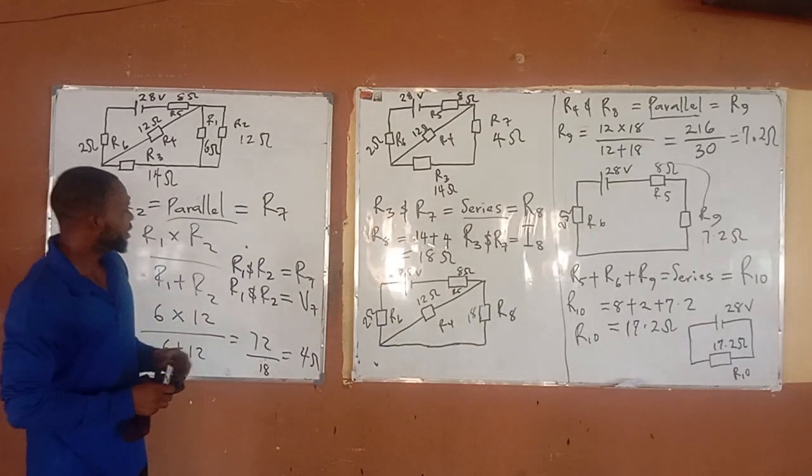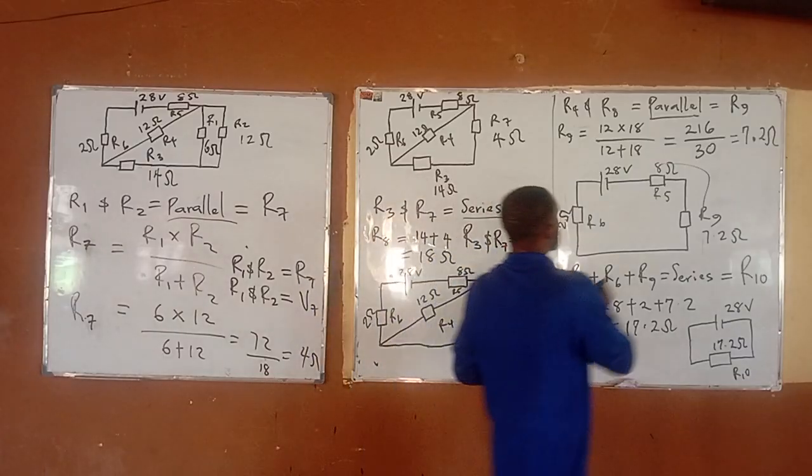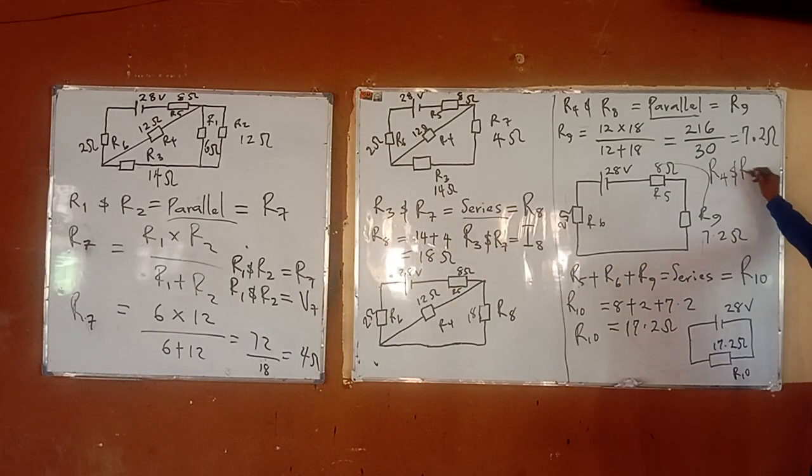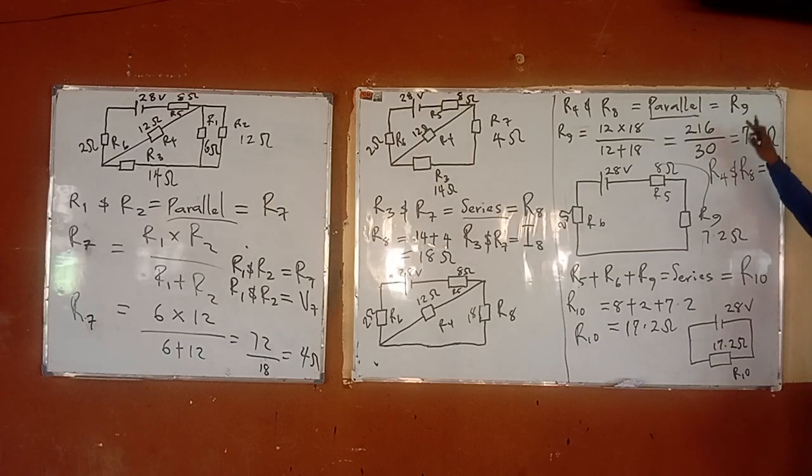If I know that, let's move to the next one. R4 and R8 are in parallel, right? Because they are in parallel, they give you a new resistance which is R9. If it's true, that means their voltage will be the same. That means that their voltage will be equal to the voltage of the 9th resistor, the voltage there.